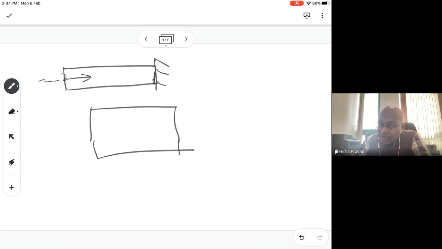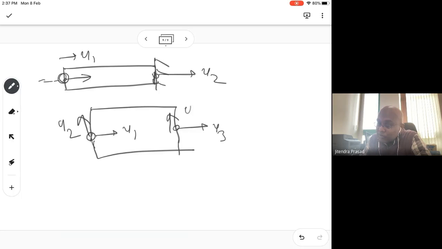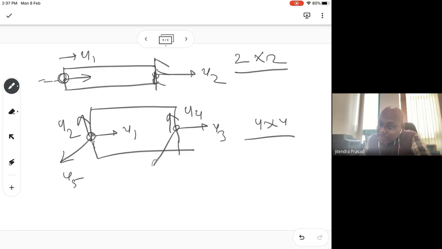In the earlier case you had u1 and u2. In this case you will have u1, u2, u3 and u4. So there you had a 2 by 2 matrix, here you will have a 4 by 4 matrix. If this point can also go in other directions, then you can also have u5 and u6. So it can move in 6 directions, and hence you will have a 6 by 6 matrix for one element.